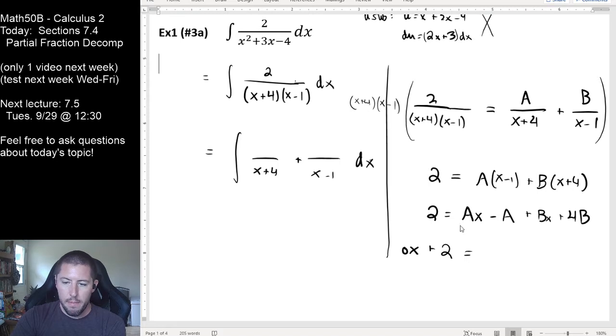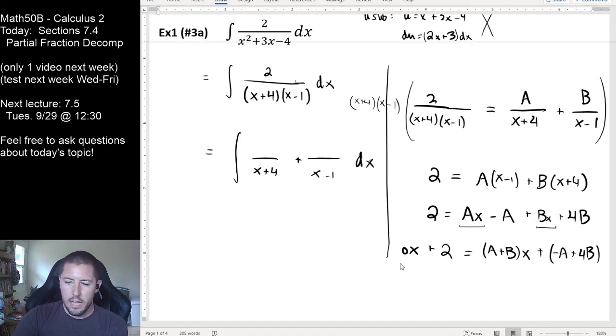and here I'm going to now group together my x terms. So there's some x stuff and there's some x stuff. It looks like I really have A plus B is how much x stuff that I have. Very similarly, how much constant stuff do I have? Well, I have negative A plus 4B is my overall constant term. You should notice that what I'm trying to do right now is do some grouping here. I am trying to group up my x stuff with my x stuff, and I am trying to group up my constant stuff with my constant stuff here.